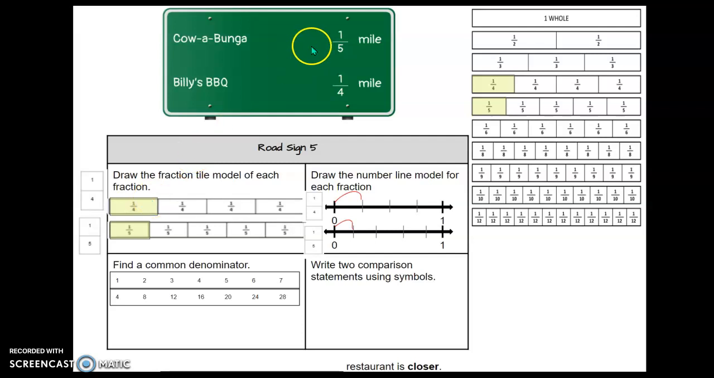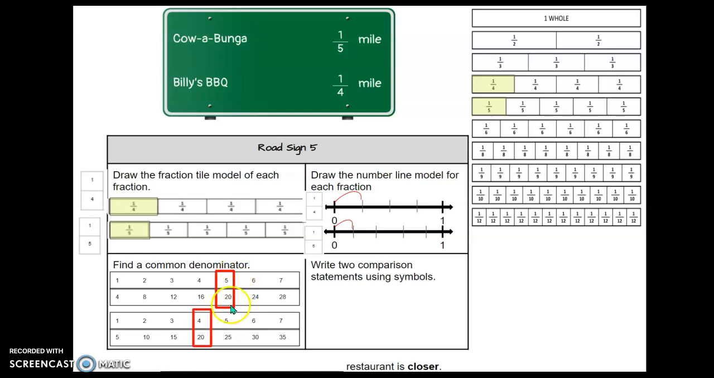Now I'm going to do my next one, which is for Cowabunga. So I'm going to skip count by ones for my numerator. 1, 2, 3, 4, 5, 6, 7. And I'm going to skip count by 5s for my denominator: 5, 10, 15, 20, 25, 30, 35. Then I'm going to look and find the one that is the same denominator. Do you see which one it is? I hope so. So our denominator is the same with our 20ths.